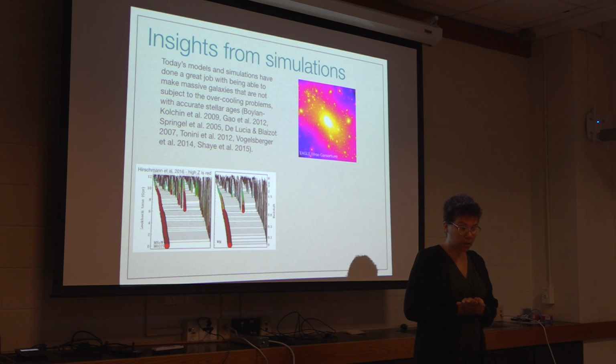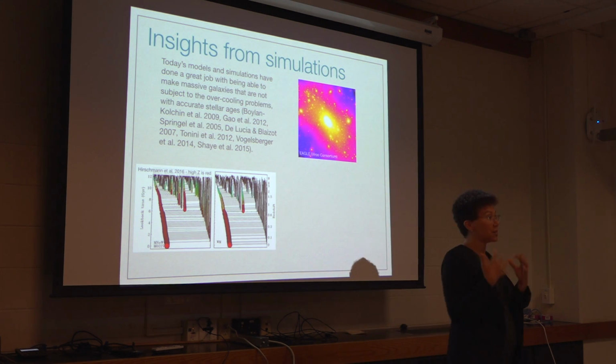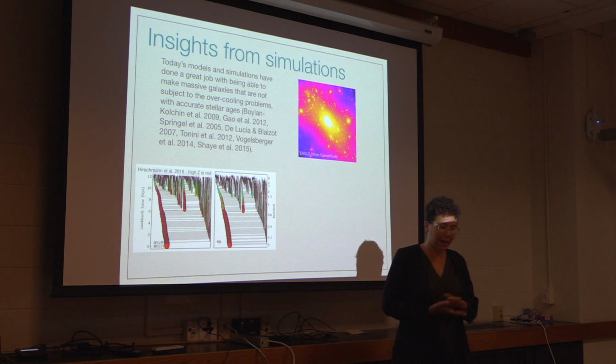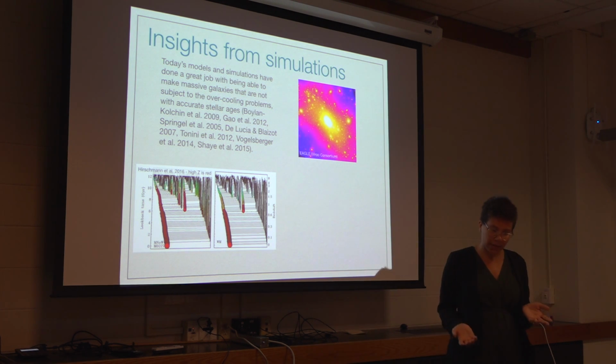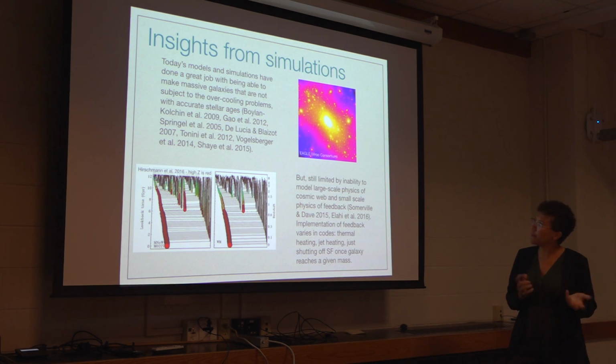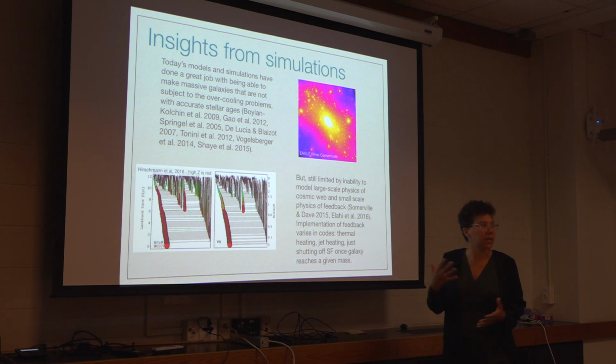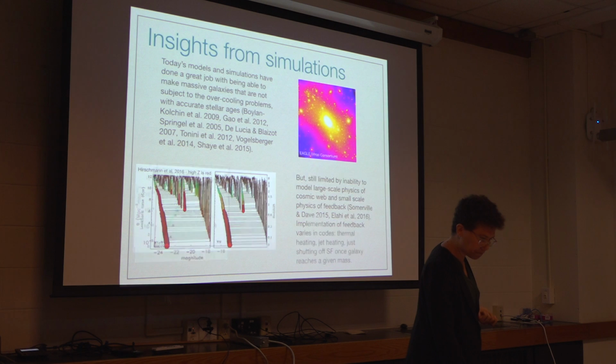Okay, so today's models and simulations have done a very good job of being able to make massive galaxies that are not subject to overcooling problems, that are roughly the right color with accurate stellar ages, but are still limited in their ability to model large-scale physics, like the cosmic web, with small-scale physics, like feedback with the AGN. In different codes, different implementations are used in terms of feedback, anything from thermal heating to jet heating to just shutting off star formation, you'll find in different codes.